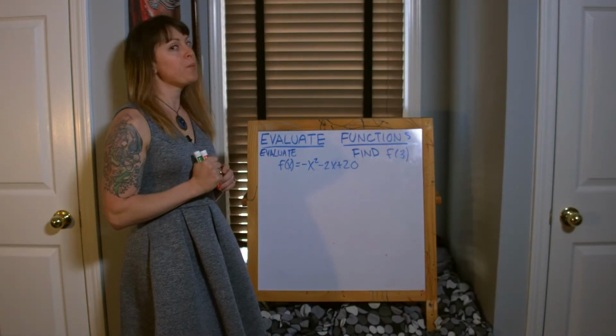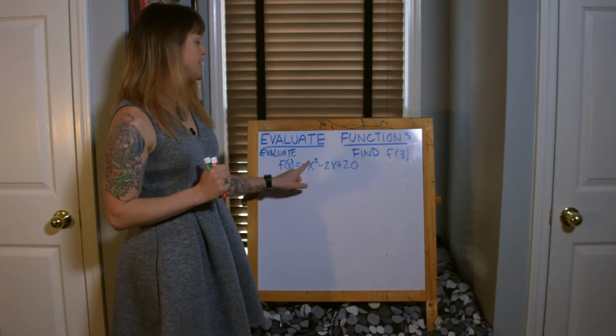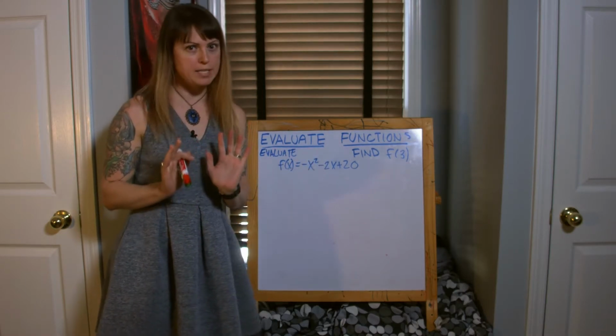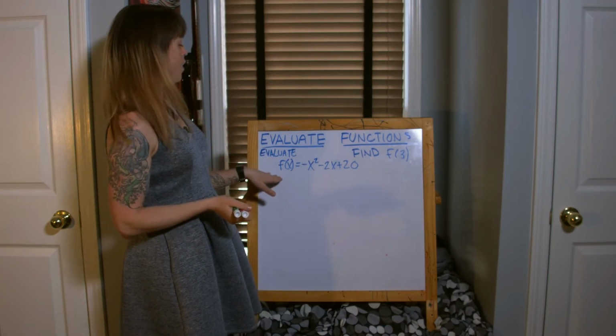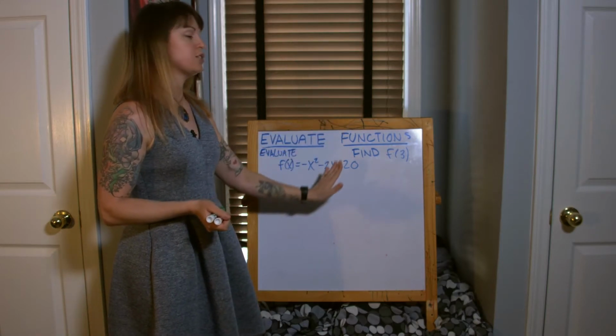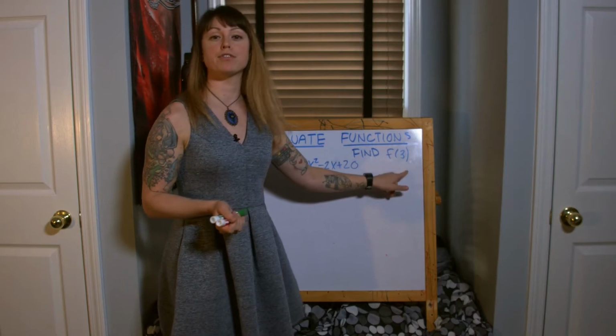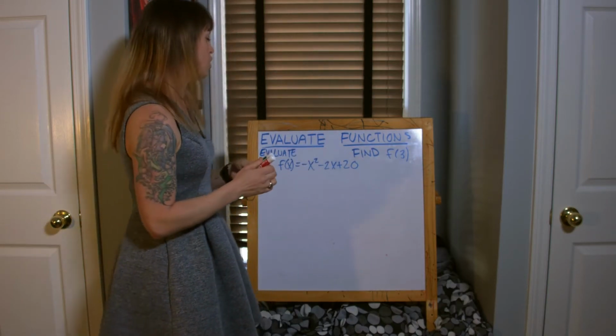All right, so we're going to evaluate one more time, but this time we're going to do it with a quadratic that also has some negative signs in it. So we can just practice to make sure we're plugging everything in correctly. So this says evaluate f of x equal to negative x squared minus 2x plus 20. Find f of 3. That means when x is 3, what's the equation? So we plug it in.